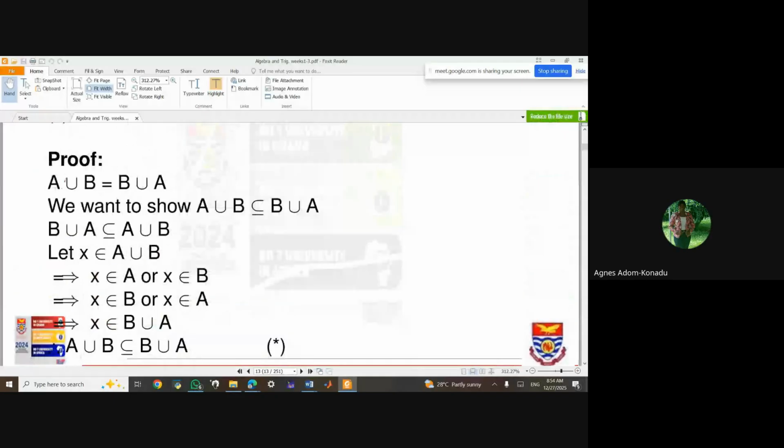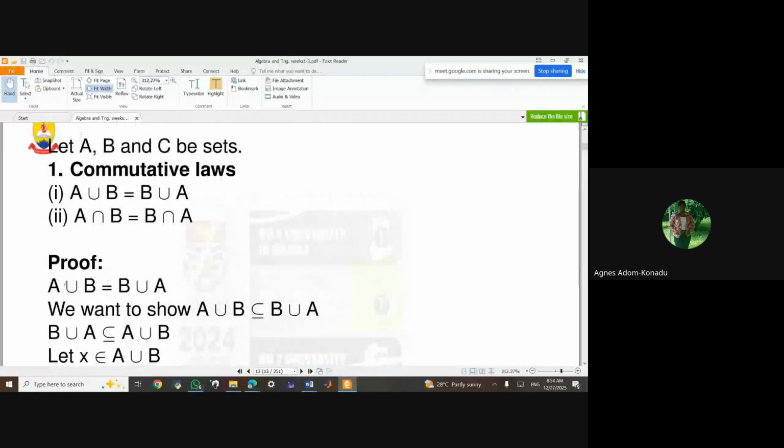Okay. So I told you that if you want to prove that A union B is equal to B union A, you have to prove that A union B is contained in B union A, and B union A is also contained in A union B. Thus, you show that A union B is contained in B union A, and B union A is also contained in A union B.